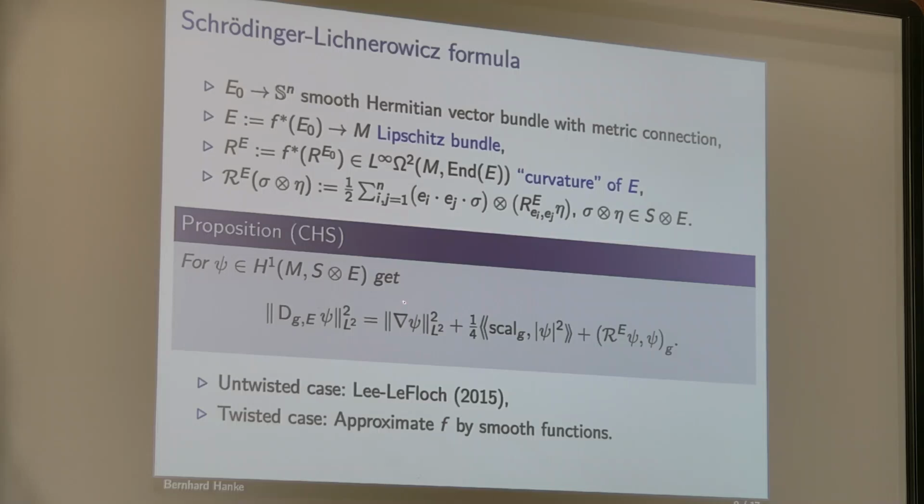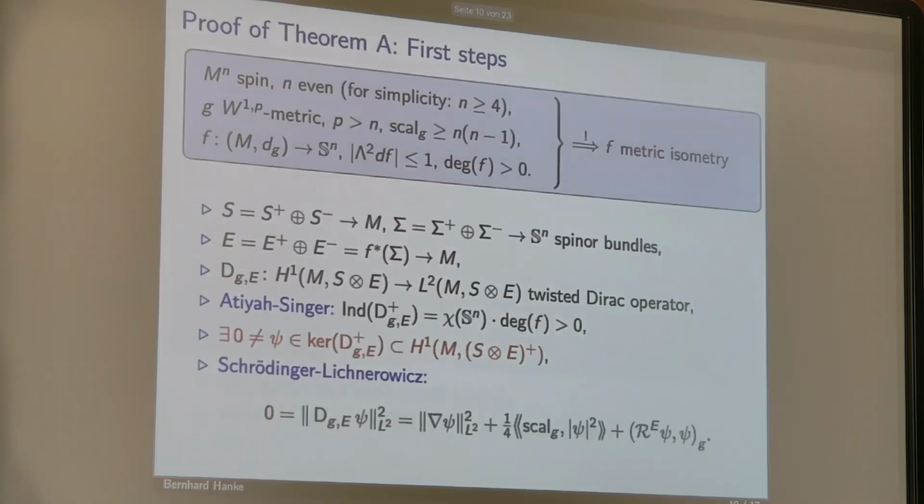Here we have the norm squared of the covariant derivative of psi. Here the scalar curvature distribution appears. So the first two parts are like in the classical formula. And then we have a new ingredient which involves the curvature of E, of our twist bundle. And now we apply this formula to prove the Llarull theorem, proof of theorem A, first steps. So this is what I want to prove.